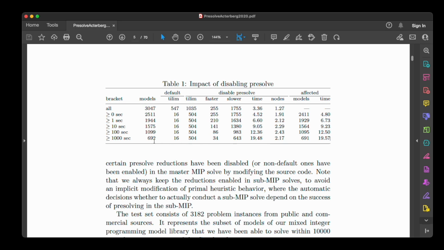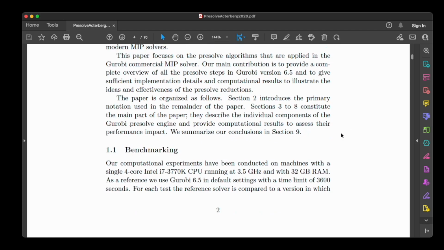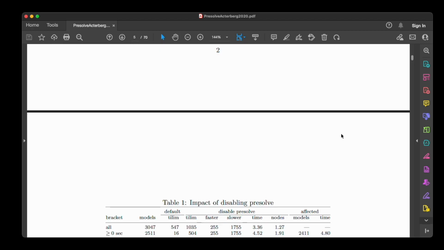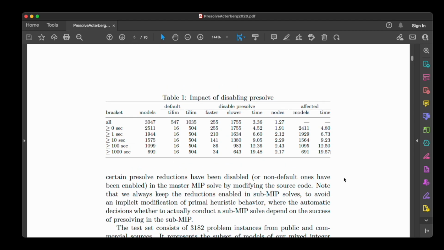So overall, the point is that pre-solve is an important component, and they mentioned basically two components, pre-solve and cuts, somewhere here. That's why we are going to study pre-solve rules. It's a very long paper. You can see it's 70 pages.